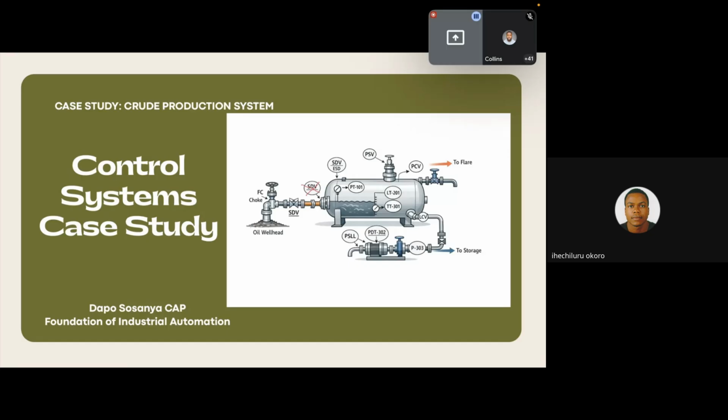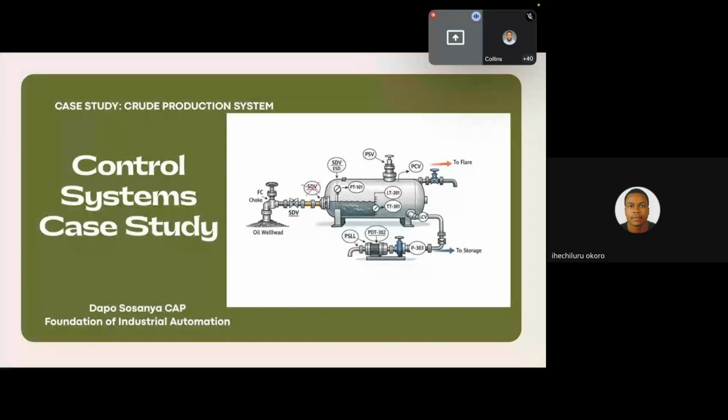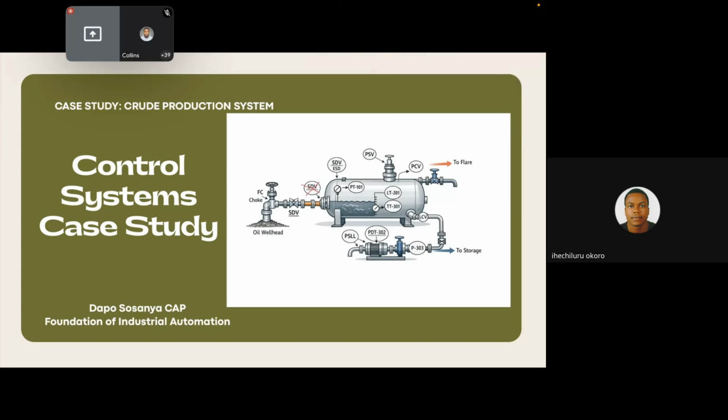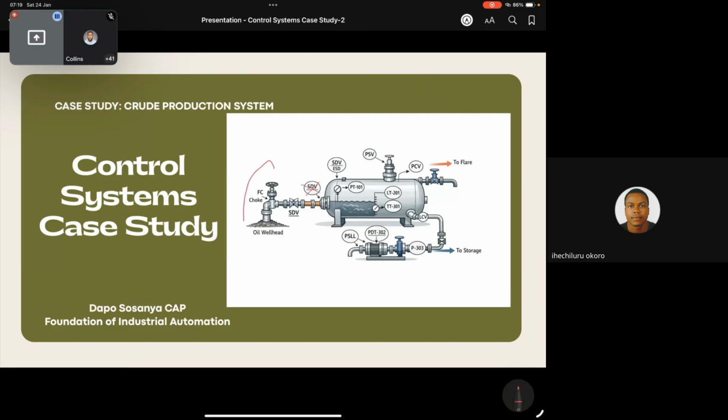And what you have on the screen is a production system, right? Okay, let me go to the next slide. So this is a picture. What you have on the screen here is a production system. You can see the oil well, right? You can see this tank. You can see this pump.